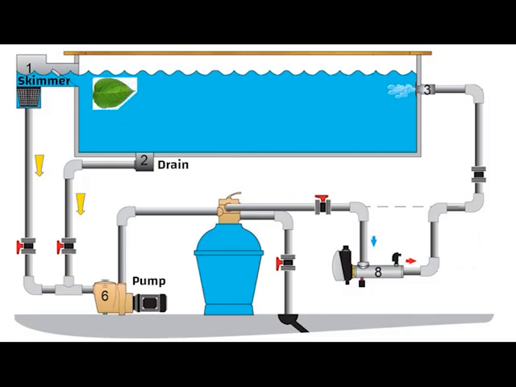Pump sucks the water from the pool through skimmers and drains. Things such as leaves or twigs shall be retained here. After this, water passes through a filter and it gets filtered here. Then it passes through a heater and gets heated.